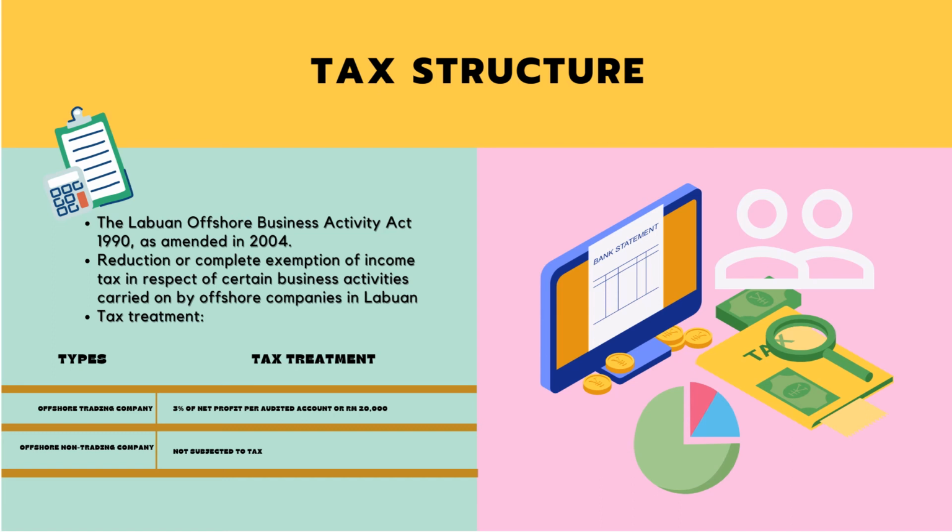Under this act, corporations are taxed at 25%. However, all foreign source income is exempt from tax. Moreover, there is no capital gains tax except for transactions involving certain landed properties in Malaysia.